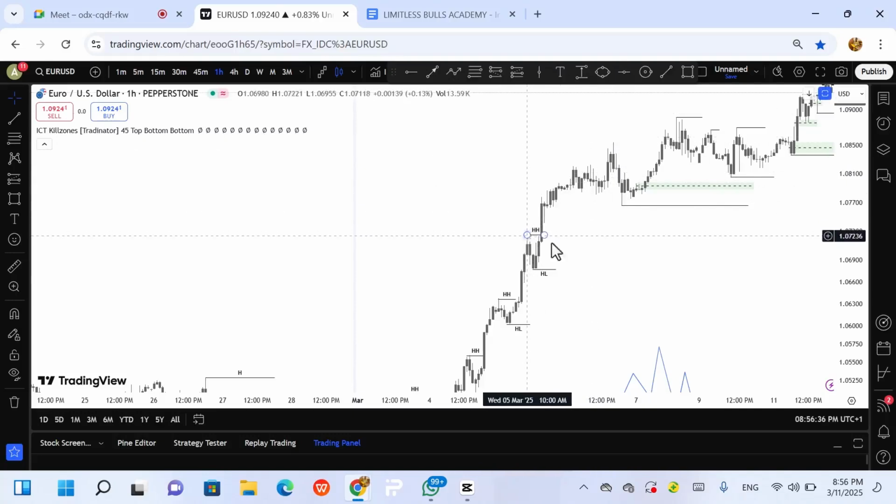This is a higher high. This is a higher low. So where is the next higher high again? This is the next higher high. Yes, this is the next higher high. Then this is the next higher low.